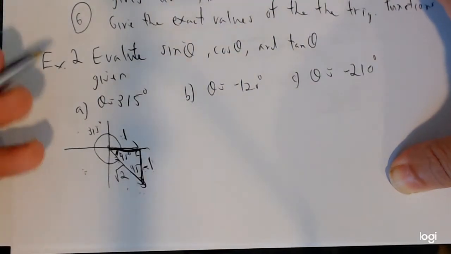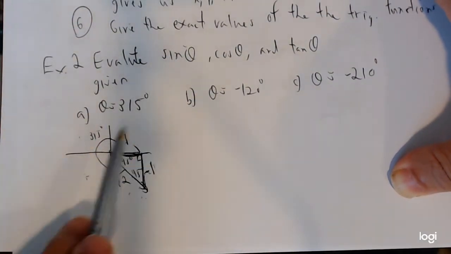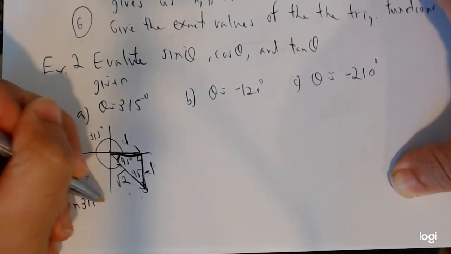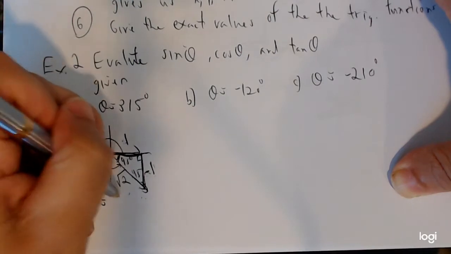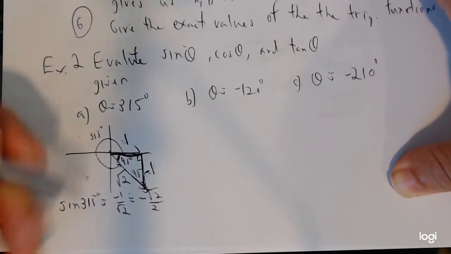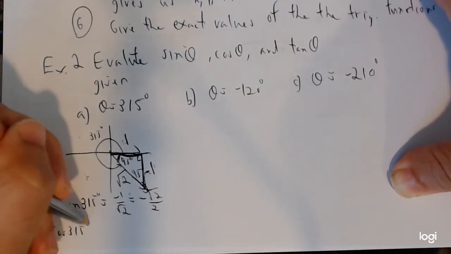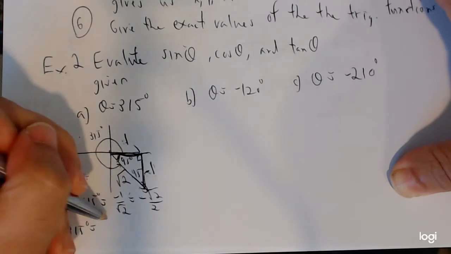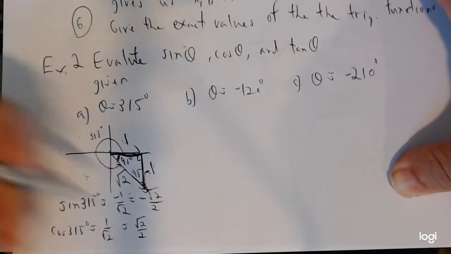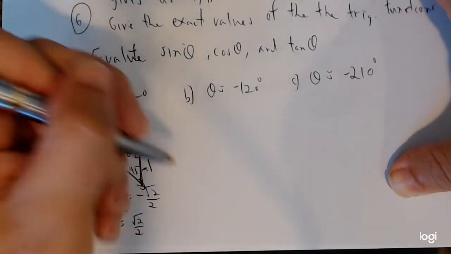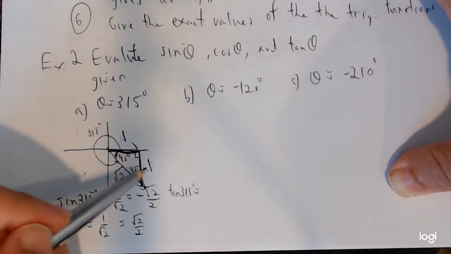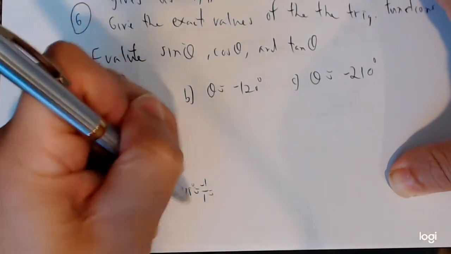So then I could answer this question. Sine of theta, but now we know what theta is. Remember, when you know the angle, you write it out. So sine of 315 degrees is y over r, so it's -1 over rad 2. Now if you rationalize it, you get negative rad 2 over 2. Cosine of 315 degrees is x over r, so it's 1 over rad 2. And if you rationalize that, you multiply top and bottom by rad 2, you get rad 2 over 2.